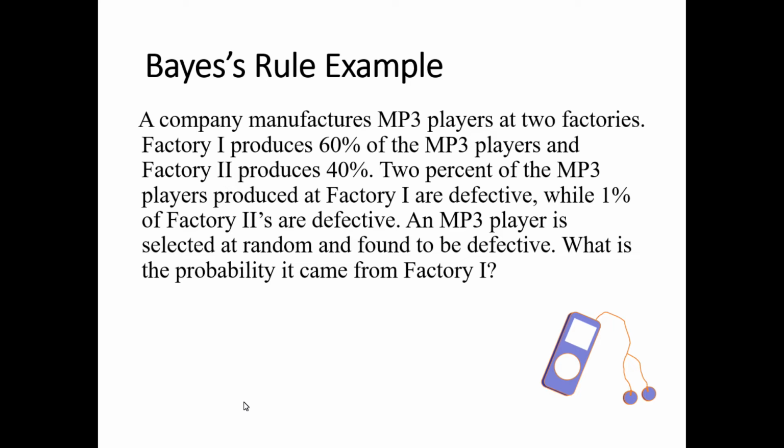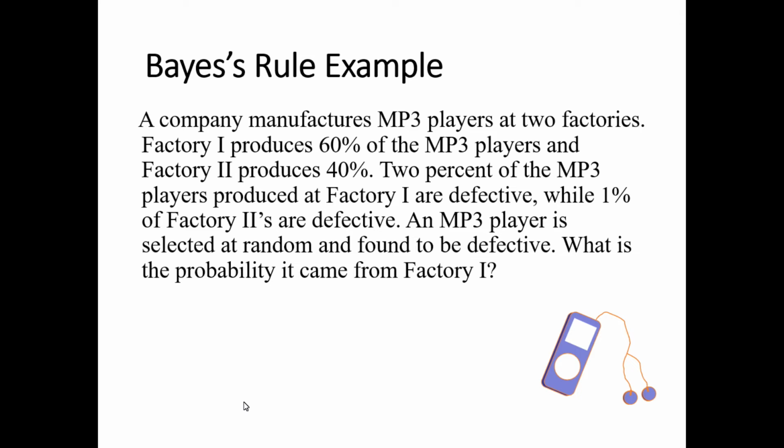It would ask: a company manufactures MP3 players at two factories. Factory one produces 60% of the MP3 players and factory two produces 40%. 2% of the MP3 players produced at factory one are defective, while 1% of factory two's are defective. An MP3 player is selected at random and found to be defective. What's the probability it came from factory one?